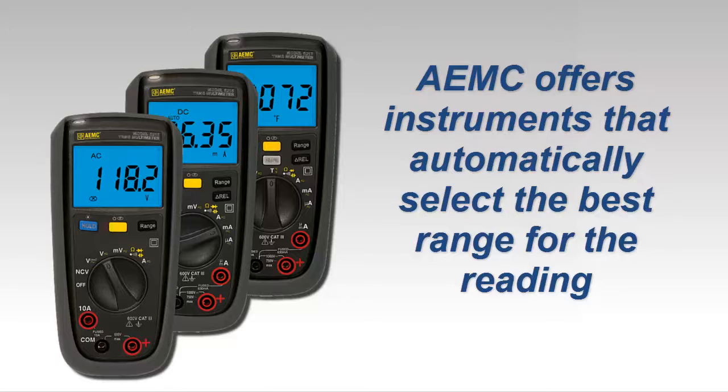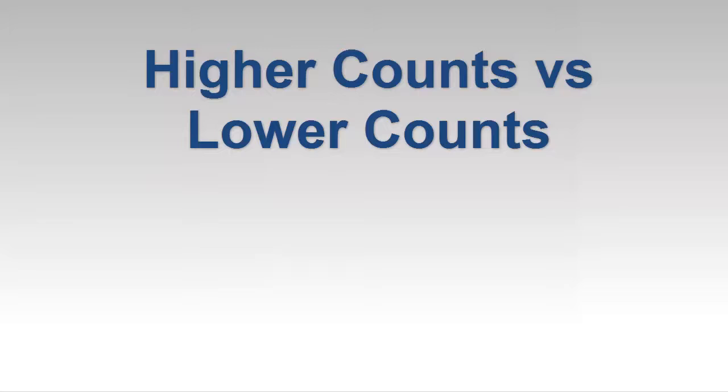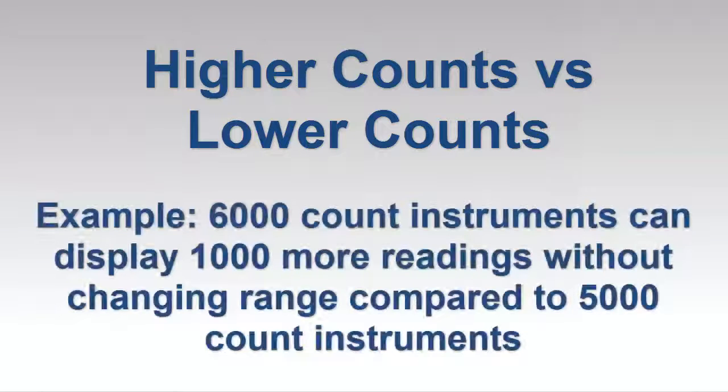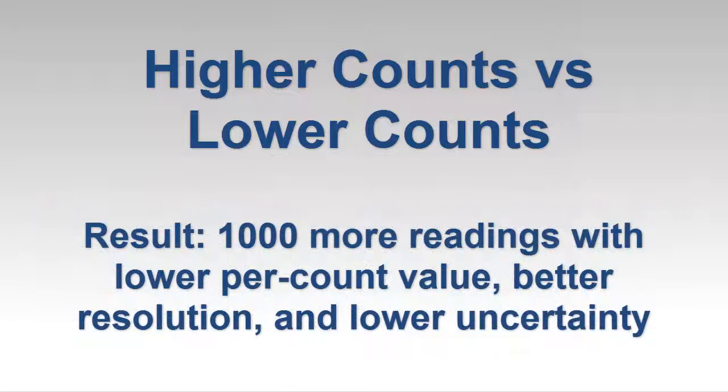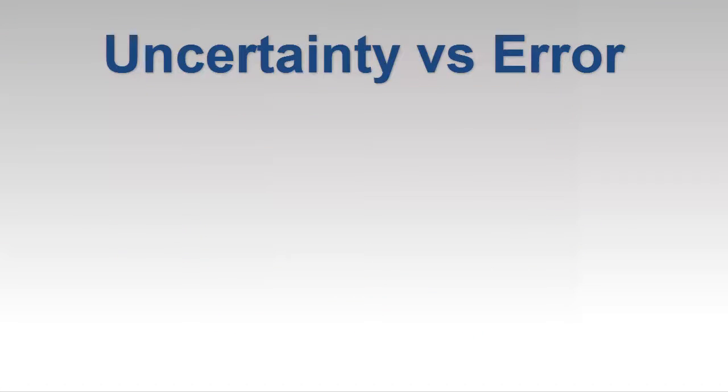This also illustrates the advantage of higher count instruments. For example, a 6,000 count multimeter can display 1,000 more readings than a 5,000 count model without changing to the next higher range. Since these 1,000 additional readings will have a lower per count unit value, they will result in a lower uncertainty. Before leaving this topic, we should point out the difference between uncertainty and error.